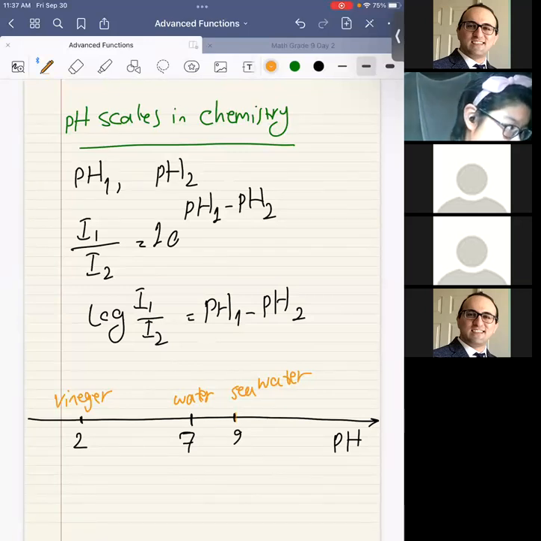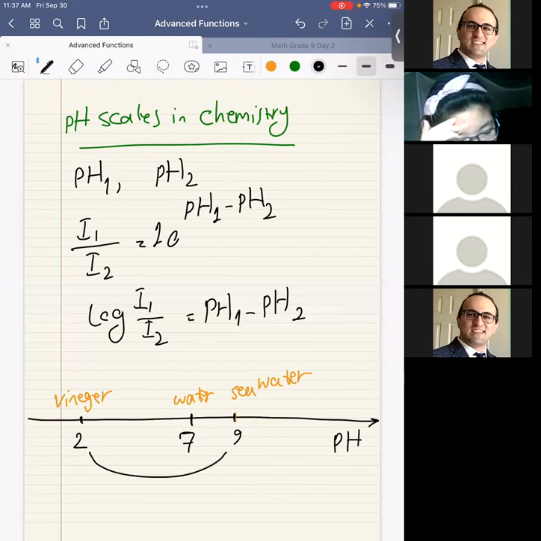The power of 10 to the power 7 times. Yeah, so if you compare vinegar with seawater, the vinegar is 10 to the power 7 more acidic than the seawater, right?